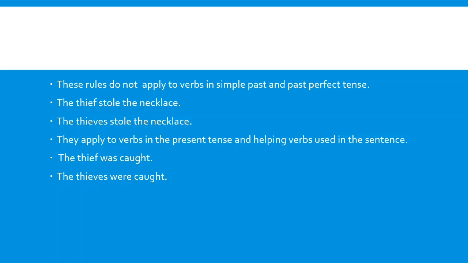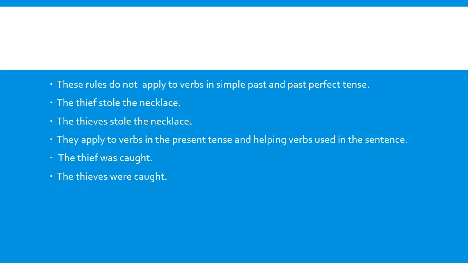Subject verb agreement does not matter because we are going to use the past form of the verb, whether the subject is singular or plural. The same is the case with past perfect tense, where we use had. Whether the subject is singular or plural, we use only one helping verb in the past tense, that is had. So when do these rules apply? These rules apply to verbs in the present tense and helping verbs used in the sentence.